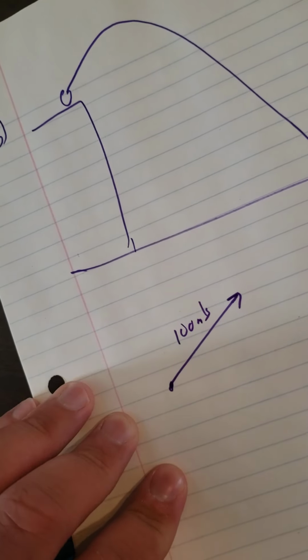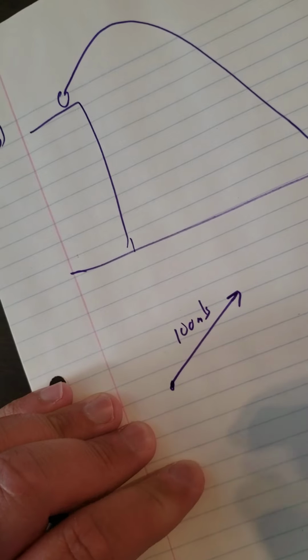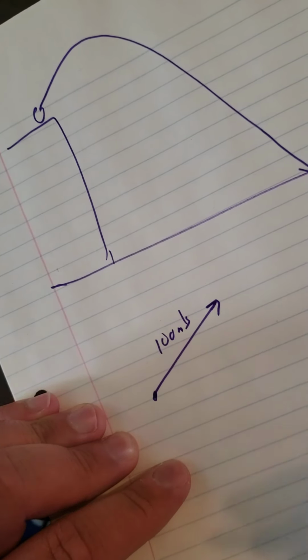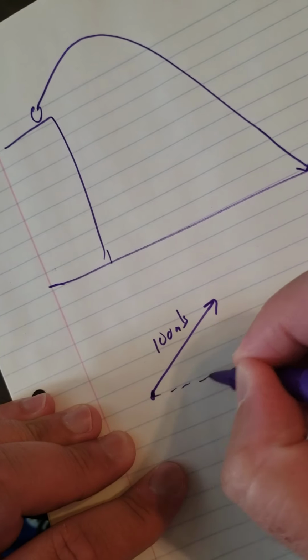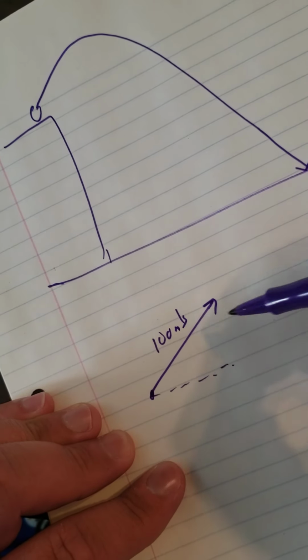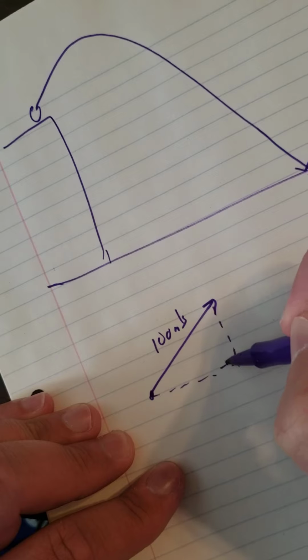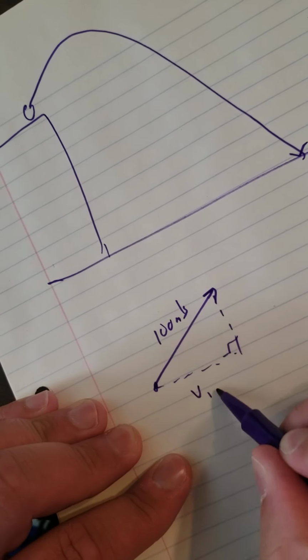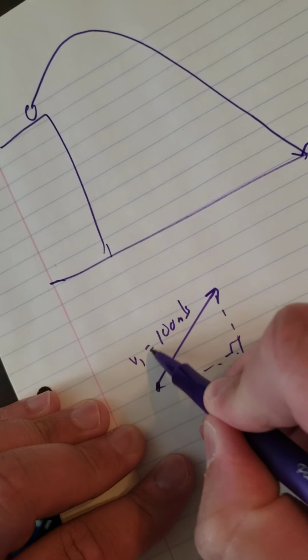Now, anytime we're dealing with vectors, especially in projectile motion here, we're going to have to look at the horizontal and the vertical components of the two vectors. So I've got the horizontal component right here, the vertical component right here. Of course, they form a nice right triangle. So I could call this v1x. This is my v1 here, of course.